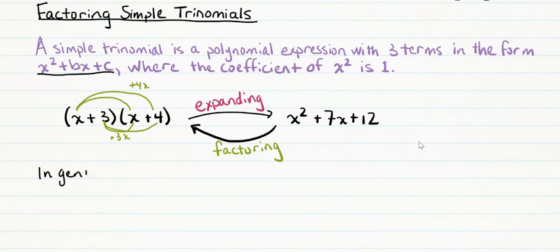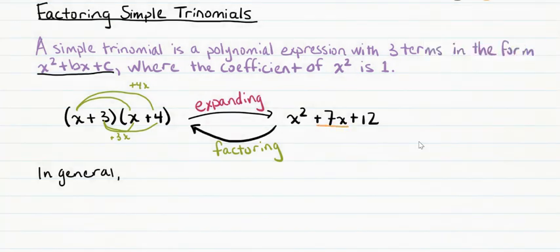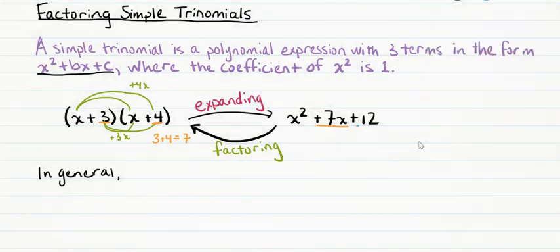So in general, there are some things that we notice here. For this particular example, we see that the 4x and the 3x combine to give us the 7x in the expanded form. In other words, this 3 and this 4 had to add to give 7. We also see that the 12 comes from the multiplication of the 3 and the 4. So if we take the 3 multiplied by 4, that gives us the 12 that's in the expanded form.